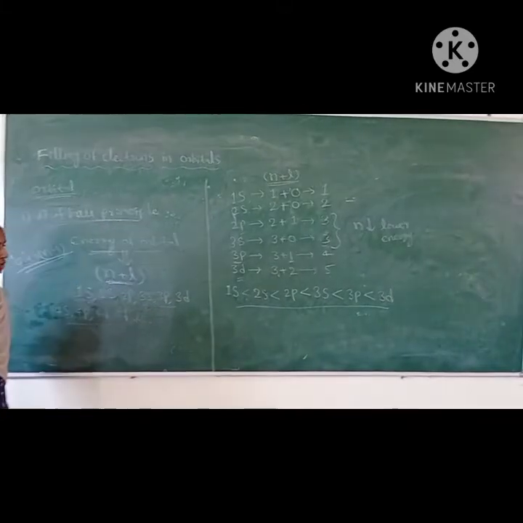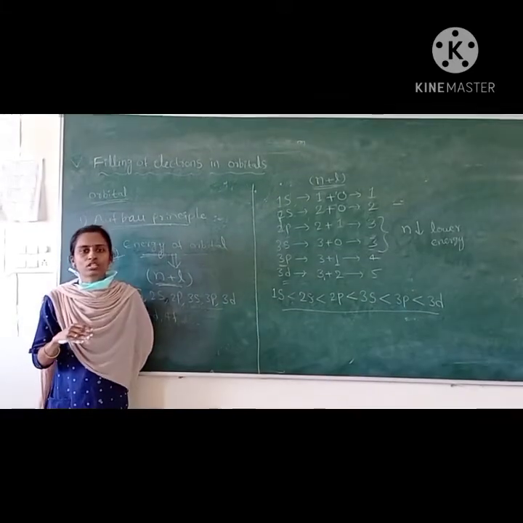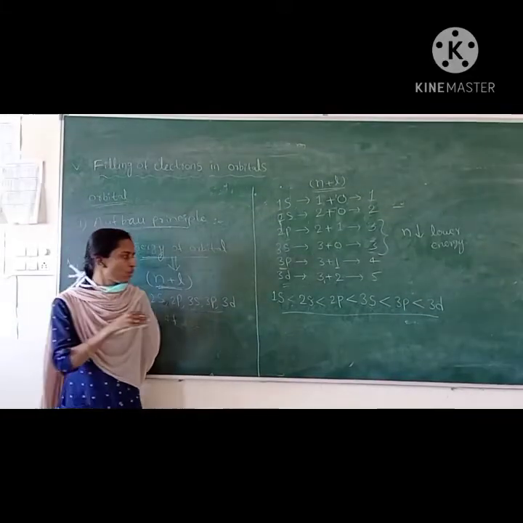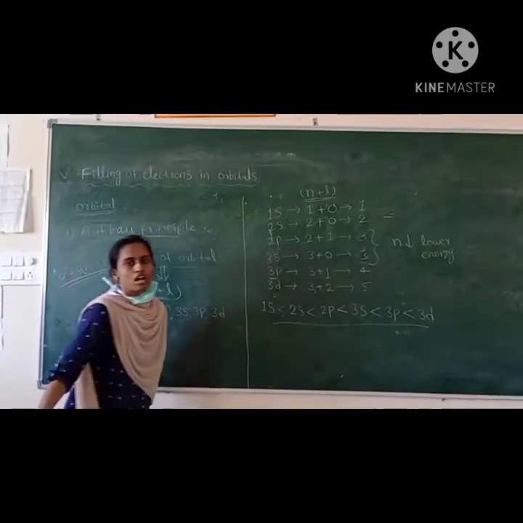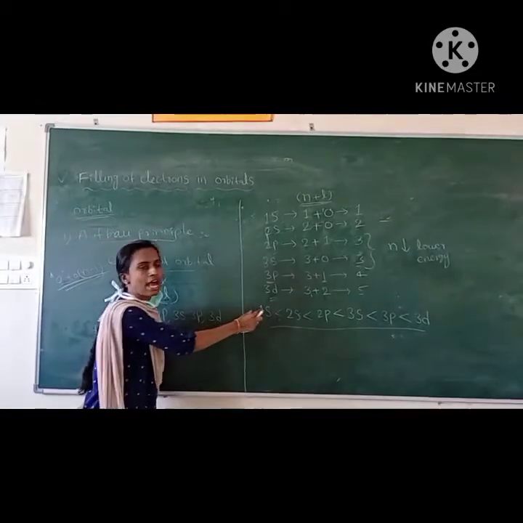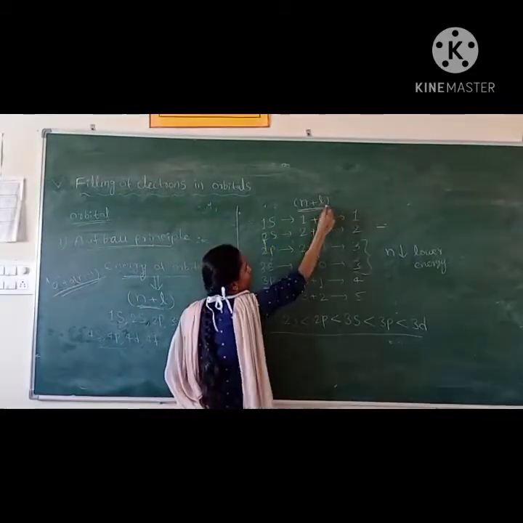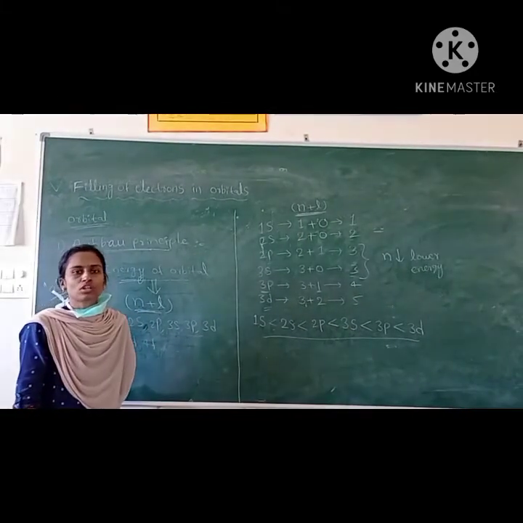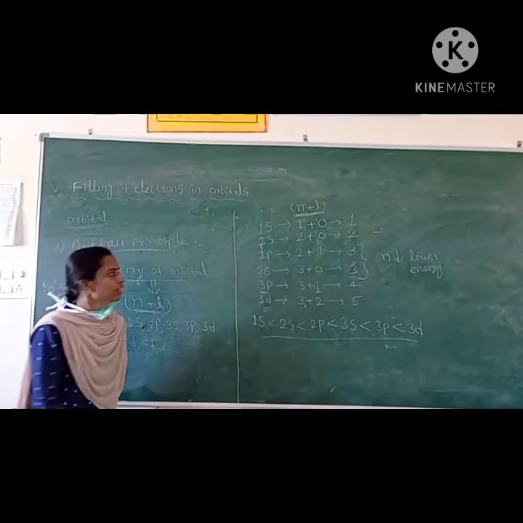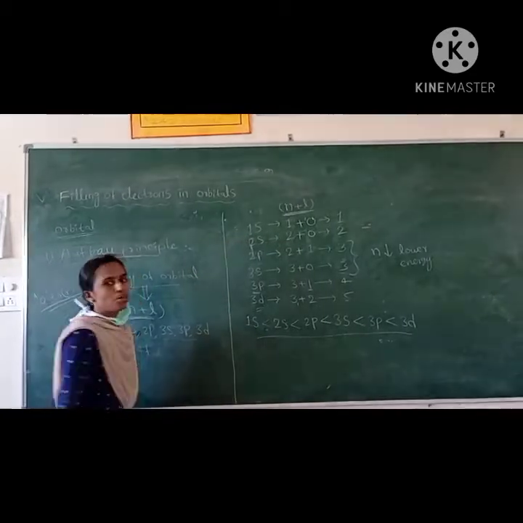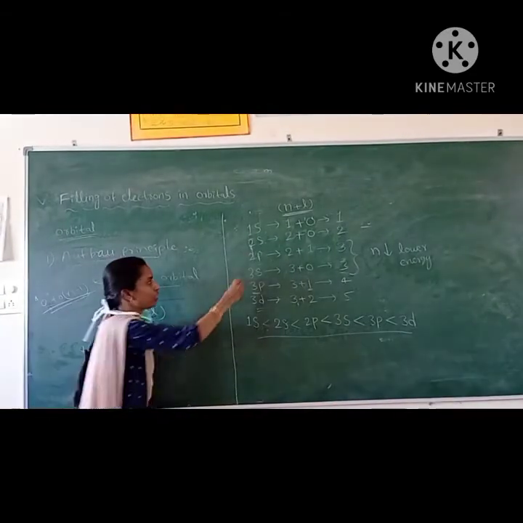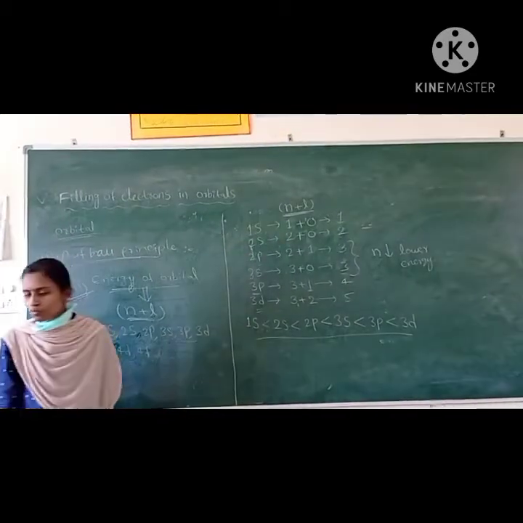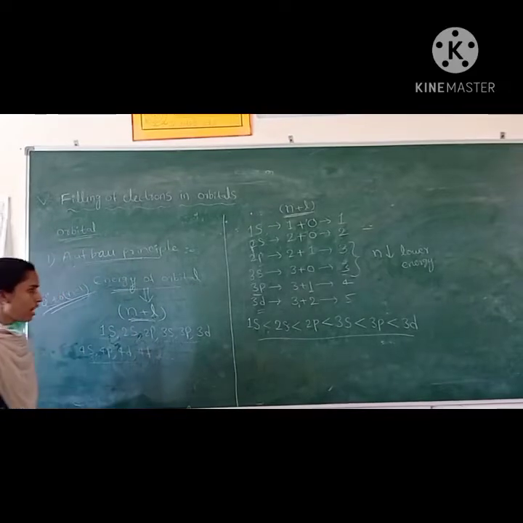This is just an example. Like this, electrons are first filled into the lowest energy orbital and then go to the higher energy orbitals. This energy is calculated based on n plus L values, where n means principal quantum number and L means azimuthal quantum number. And there is a simple way to remember this order. I will explain that.